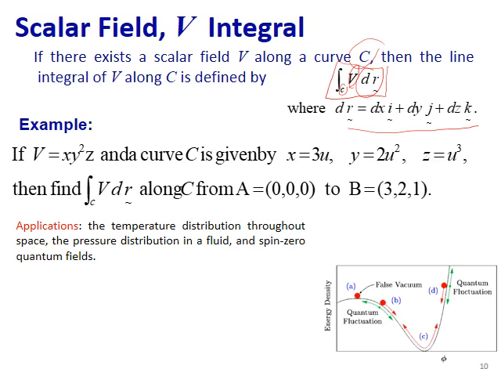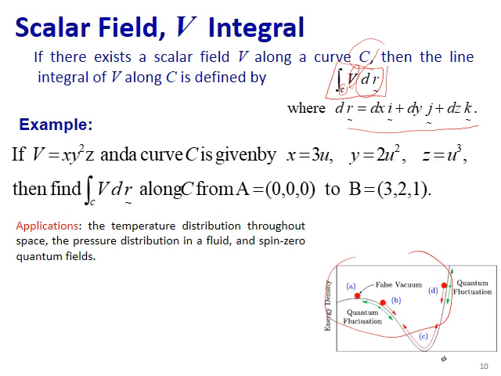It has many applications in science. Examples are the temperature distribution throughout space, pressure distribution in a fluid, spin zero quantum field. So it has many applications. I gave here just an example of how the energy density changes in a fluid, and how we can find it using line integral.